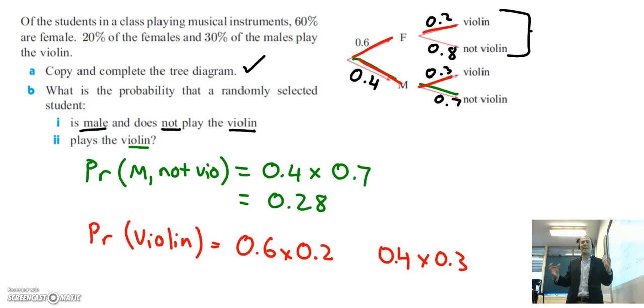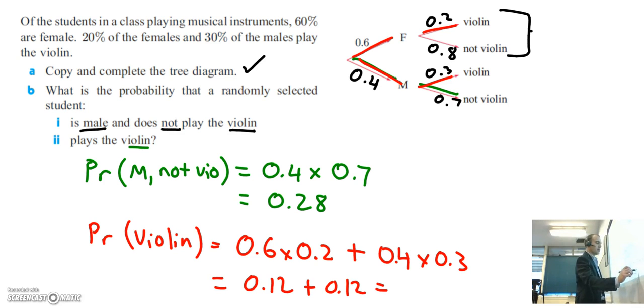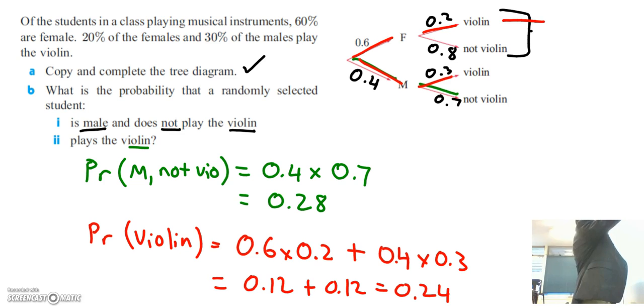Now, we've got to add these probabilities together. So if I add them together, that will tell me the probability of playing the violin. So we pop them in my calculator, solve, so I've got 0.12 plus 0.12 equals 0.24. Alright, remember, multiply your way down the chain. If you've got to add multiples together, you would add these 2 together.